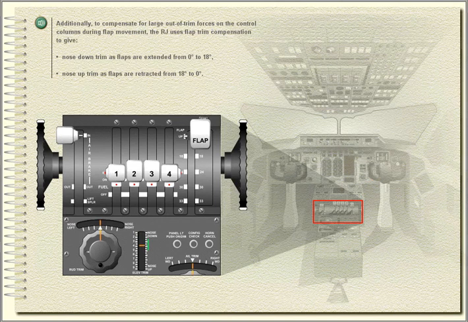Additionally, to compensate for large out-of-trim forces on the control columns during flap movement, the RJ uses flap trim compensation to give nose-down trim as flaps are extended from 0 to 18 degrees, and nose-up trim as flaps are retracted from 18 to 0 degrees.